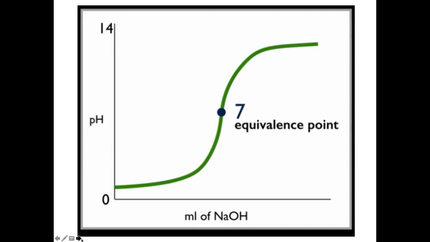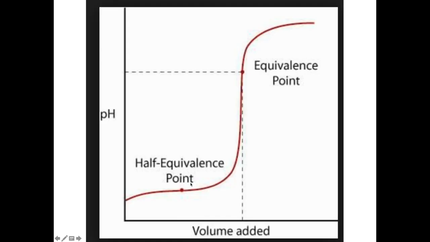This here also adds the half equivalence point. So what happens is that halfway on the graph, when it's flat, is going to be where half the acid is now gone. The equivalence point is going to be where all the acid is now gone.